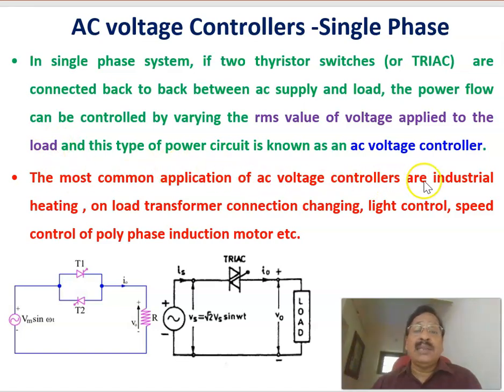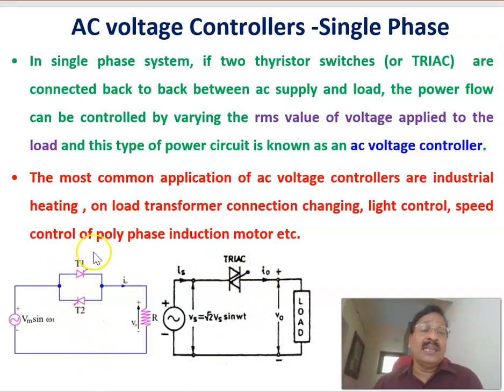The most common application of the AC voltage controller is industrial heating. It is widely used, as well as for tap changing of transformers, lighting control, and speed control of polyphase induction motors. There are applications for AC controllers in which the input voltage is a fixed AC, but the output voltage is a variable AC. The RMS value of the output voltage can be varied. Therefore, you can use either two thyristors back to back, or a triac.